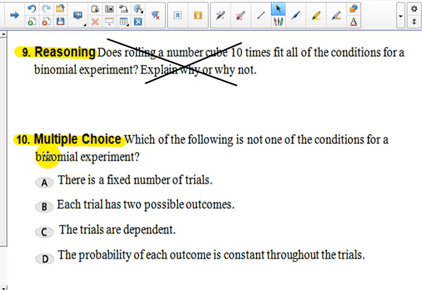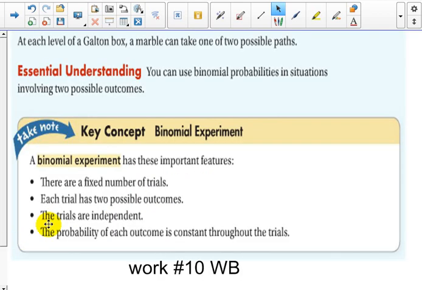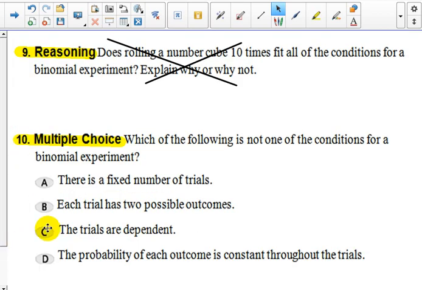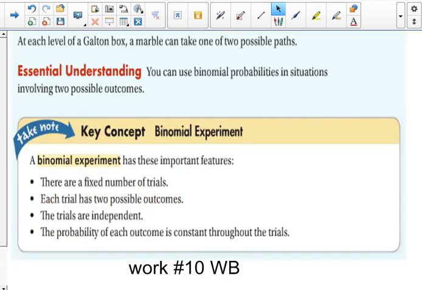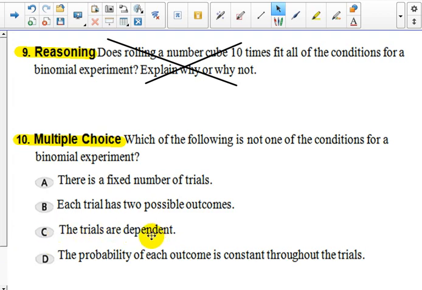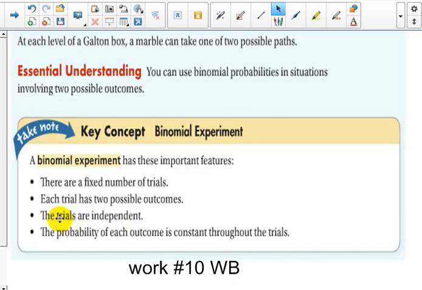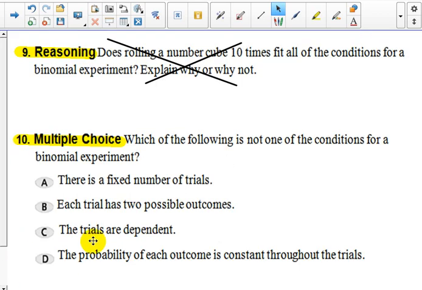All right, so number 10 says, which of the following is not one of the conditions for a binomial experiment? There is a fixed number of trials. Well, let's look back. Yep, that's true. Each trial has two possible outcomes. That's true. The trials are dependent. In the rules, it says the trials are independent. So that's your problem child, right? And then the last one is the probability of each outcome is constant throughout the trials, and that's it. So your answer is correct. That's C.